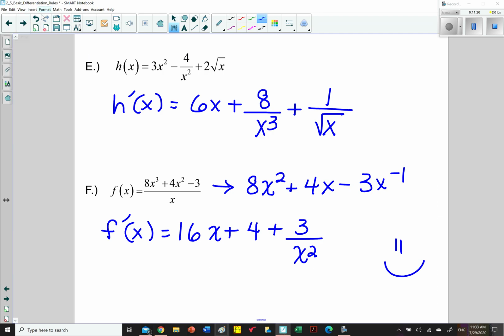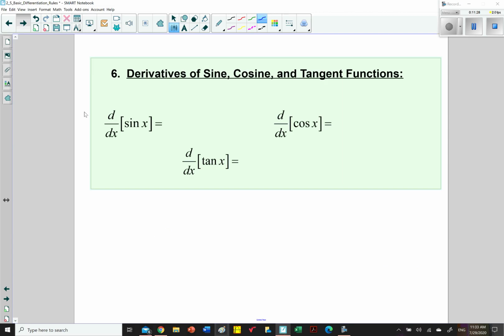We're going to switch gears here and talk a little bit about sine and cosine. I'm going to have you prove how the derivative of sine is cosine, and the derivative of cosine is negative sine, and the derivative of tangent is secant squared x. We'll take a look at how we know each one of these in just a minute.